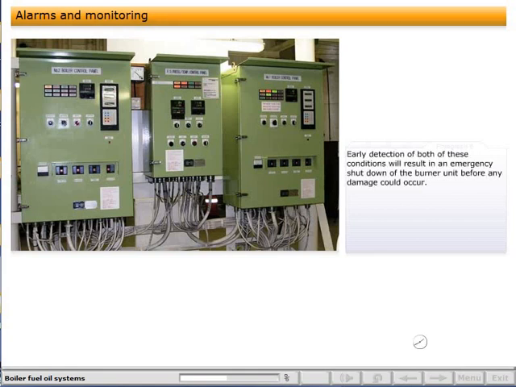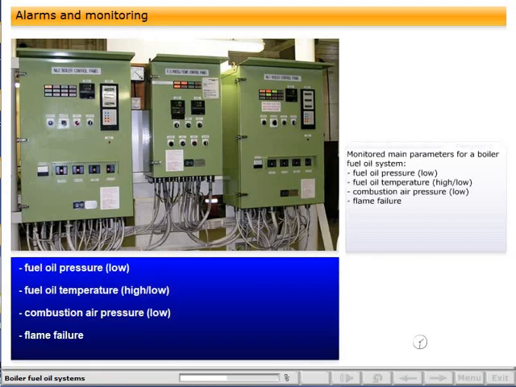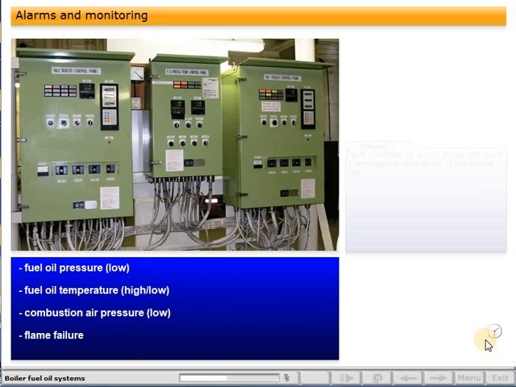Early detection of both of these conditions will result in an emergency shutdown of the burner unit before any damage could occur. The list shows the main parameters that are monitored for a boiler fuel oil system. Fault condition of any of these will result in emergency shutdown of the burner unit.